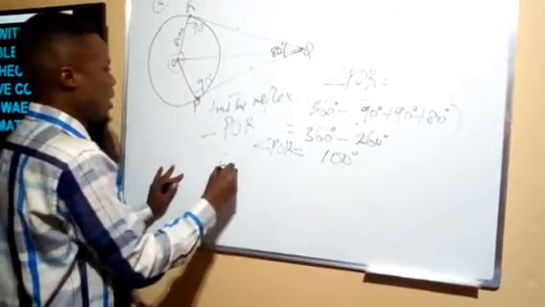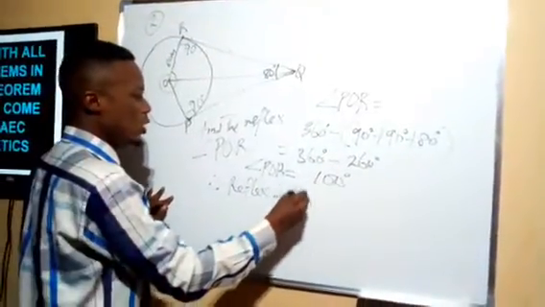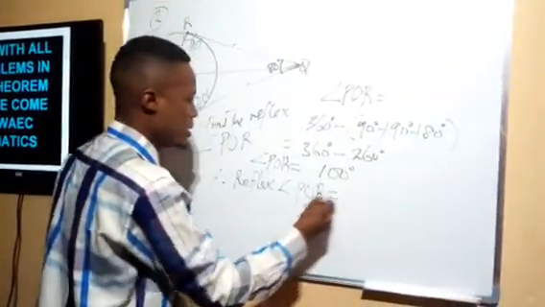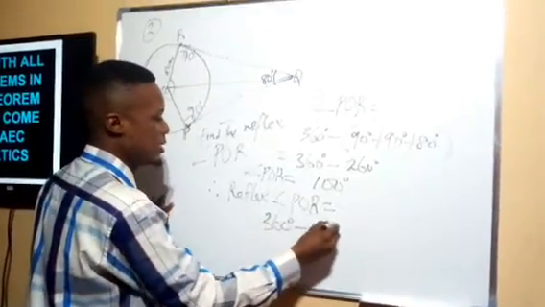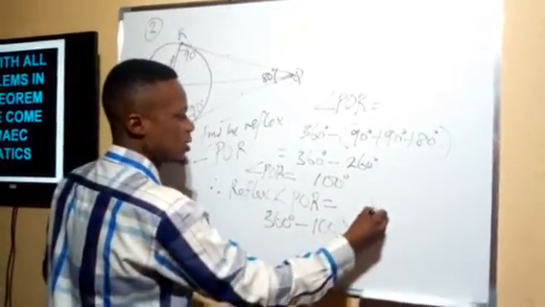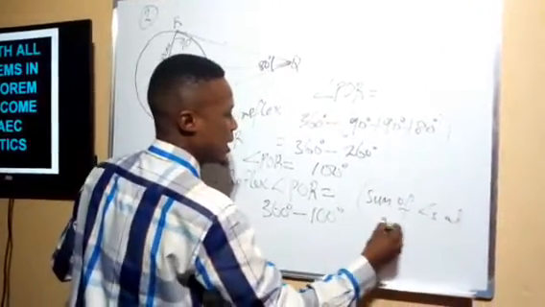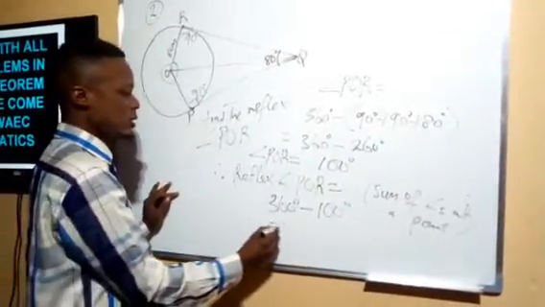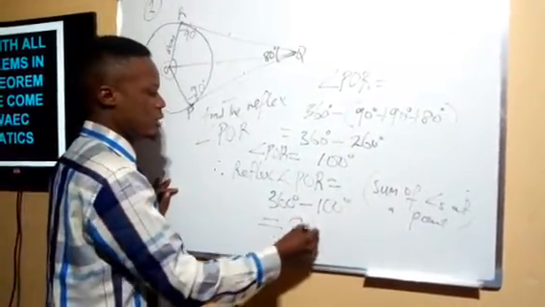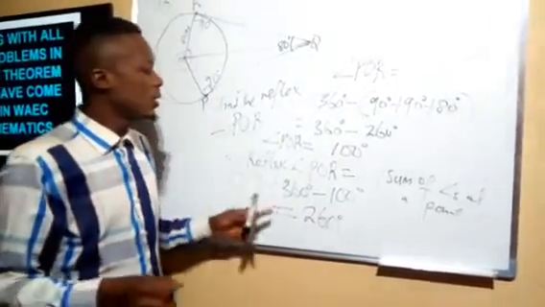Therefore, reflex angle POR will now be 360 degrees minus 100 degrees. The reason is sum of angles at a point. So the required angle will give us 260 degrees. Okay, we'll take another question.